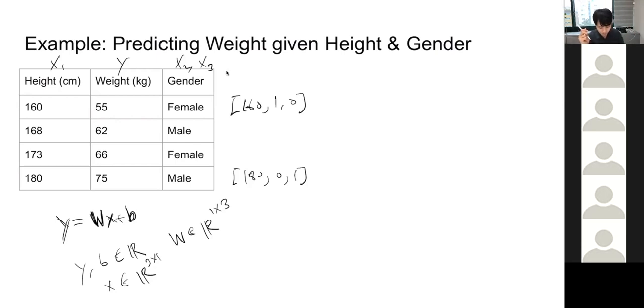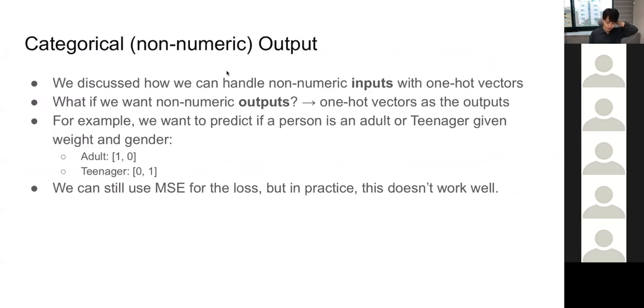But what if we want to predict a category? Not just that the input is a category like gender, but we also want the output to be a category. In this case, maybe we want to differentiate between weight smaller than or equal to 70 kilograms and bigger than 70 kilograms, which will be class one and so on. Or you might want to predict something like, is it adult or teenager? That is also another type of class. So how can we predict a class given real number inputs or a mix of real number and categorical inputs? How can we handle categorical outputs, not just numerical outputs?